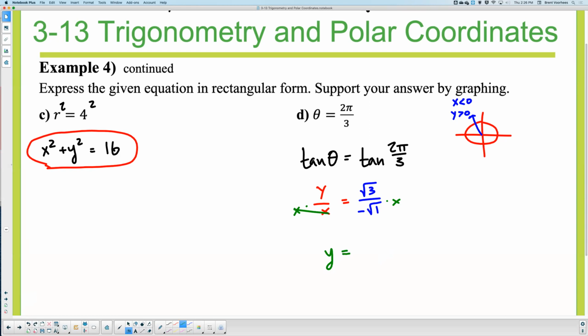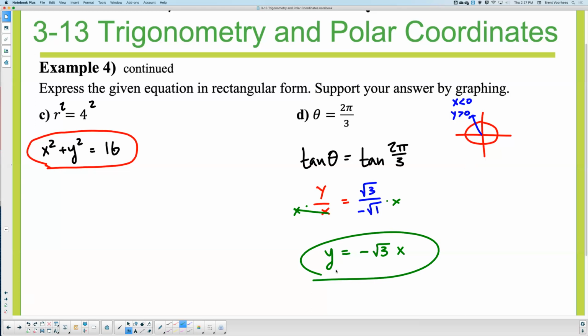I'm left with y equals square root of 3 divided by negative square root of 1. What is the square root of 1? 1. So it's square root of 3 divided by negative 1. So it's just negative square root of 3 x. There's our equation.